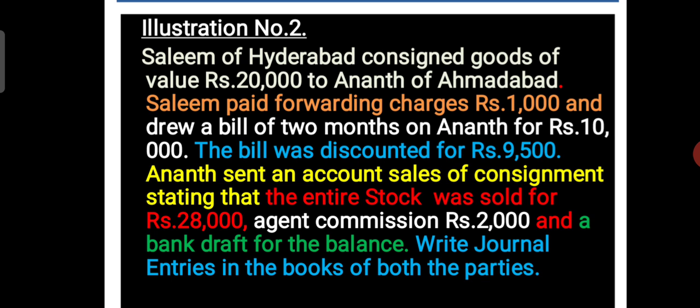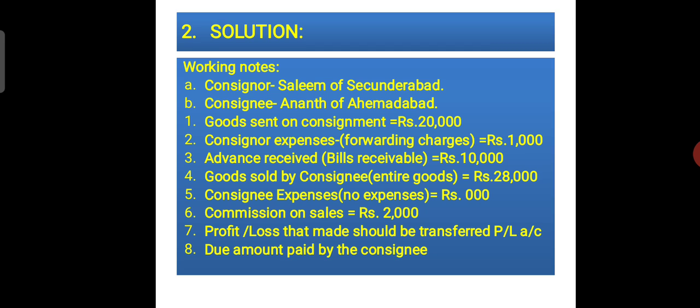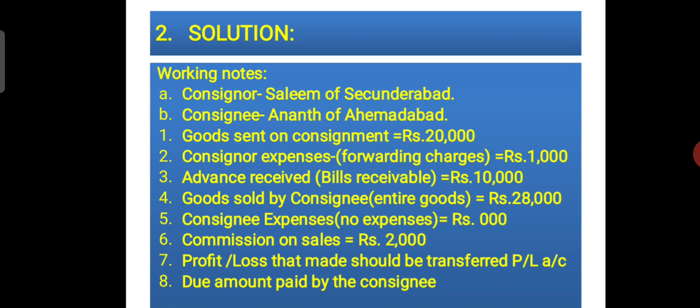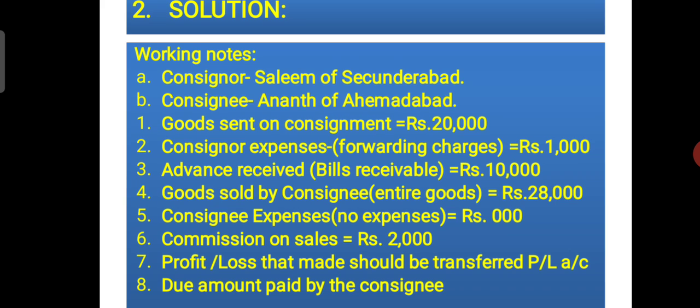From this problem we can make working notes. So how we are going to make working notes from this problem, you can observe. Okay students, now see, these are the points. In the last problem also I prepared the working notes like this. First point A, consignor.